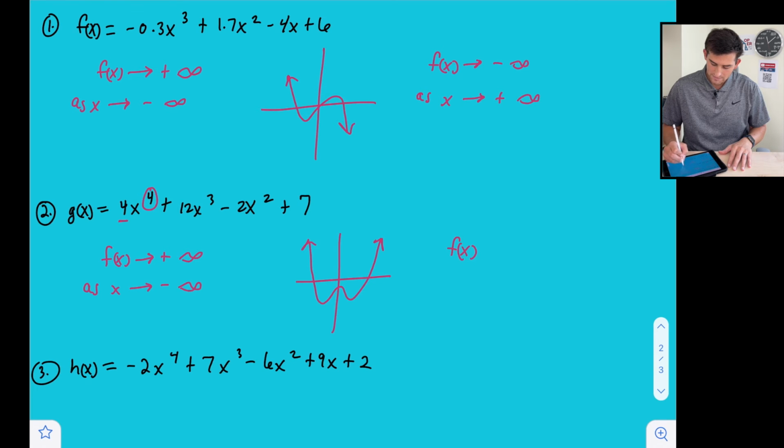On the right side, as we move to the right, f of x is still approaching positive infinity, but now x is also approaching positive infinity, right? We're getting larger and larger with our x values, okay?